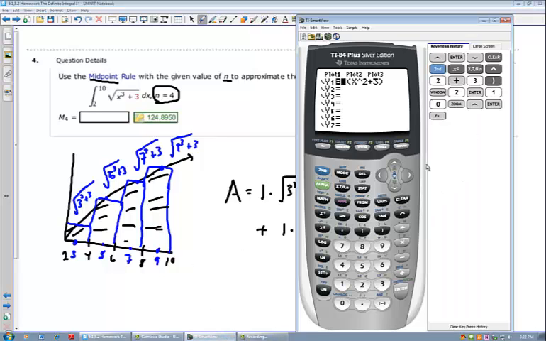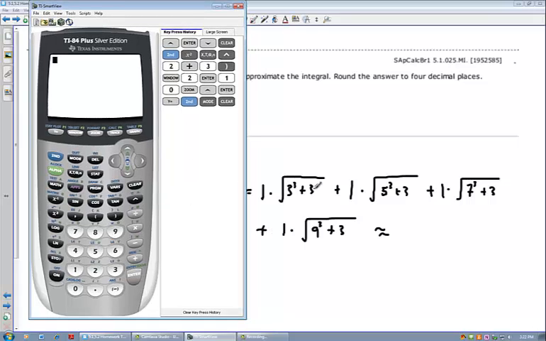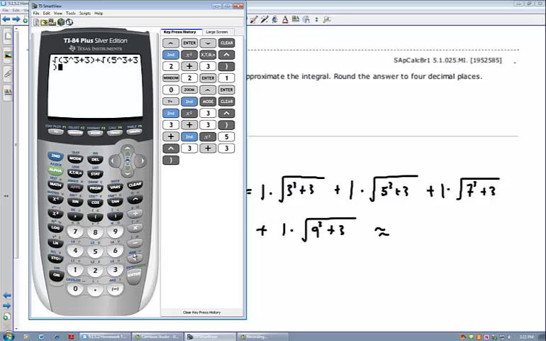So take out your calculator. Let's clear the screen. And I simply plug in what I have over here. You don't need to plug in the 1, so I just have the square root of 3 raised to the 3 plus 3 in parentheses, plus the square root of 5 raised to the 3 plus 3 in parentheses, plus the square root of 7 raised to the 3 plus 3 in parentheses, and then finally plus the square root of 9 raised to the 3 plus 3 in parentheses.